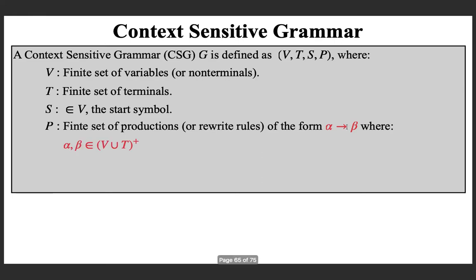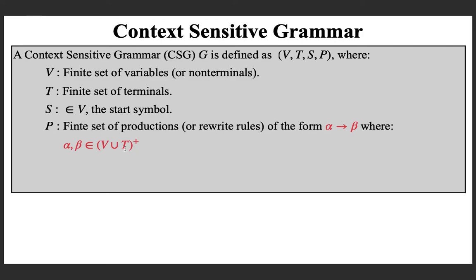And what is alpha and beta? Both alpha and beta are non-empty strings of variables and terminals. Non-empty means plus. You cannot have epsilon as either alpha or beta, that is disallowed. Other than epsilon, it could be any string of variables and terminals. So that is why you can have a string of length 2 in the LHS, that is allowed.